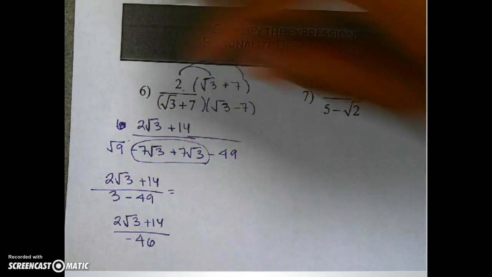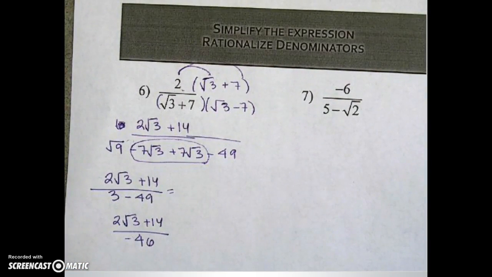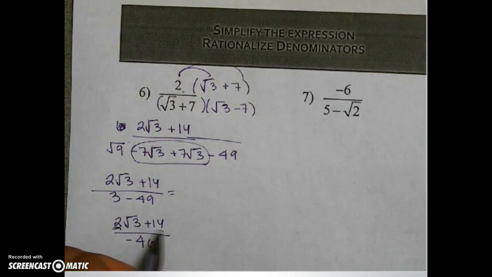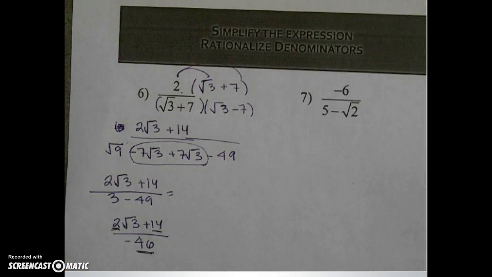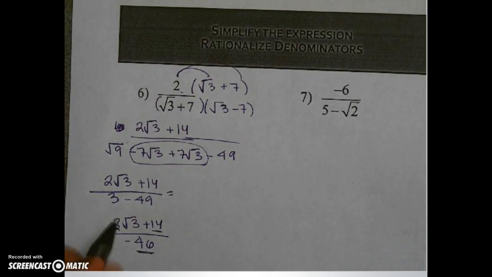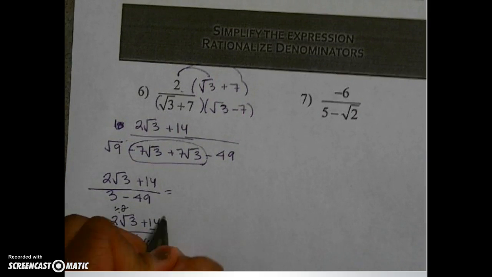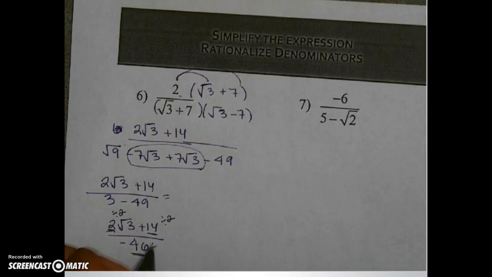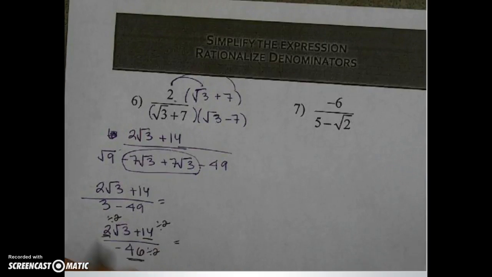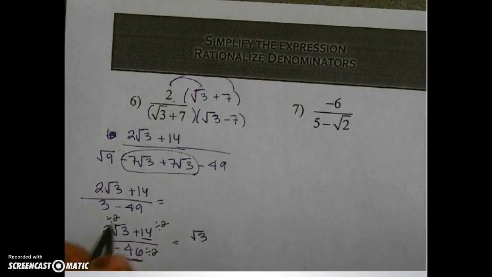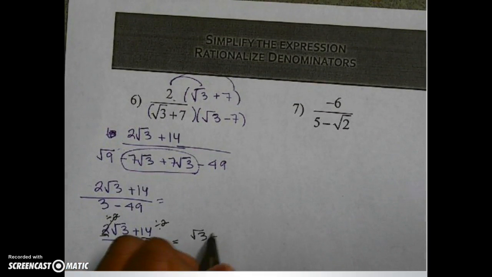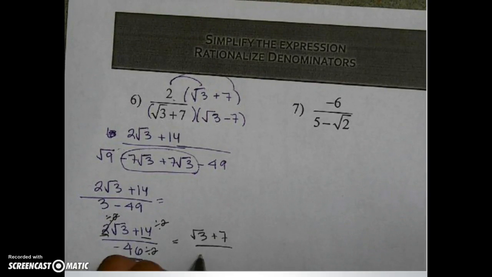One more step, beautiful people. I am looking at this 2, this 14, and this 46, everything outside of the radical. And I am noticing that they all have something in common. They all can be divided by 2. Divide by 2 and divide by 2. So I get radical 3, because these cancel out, plus 7 over negative 23.